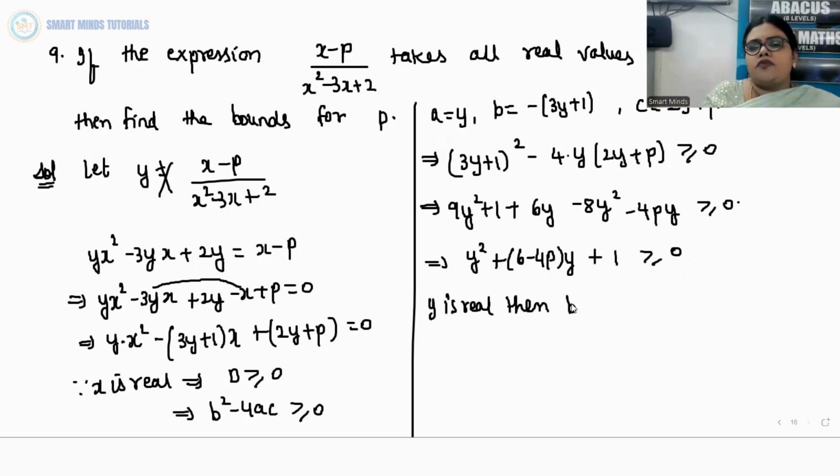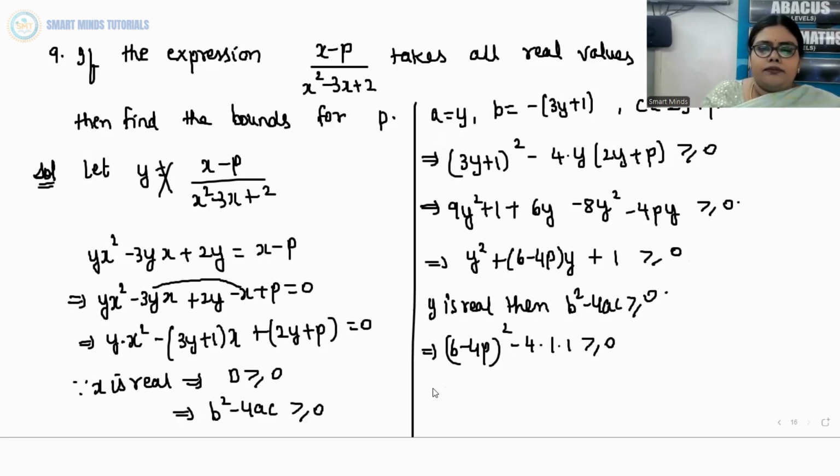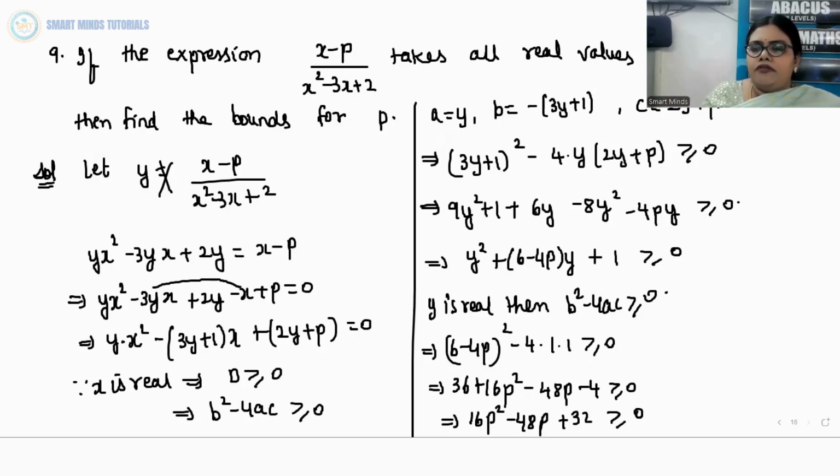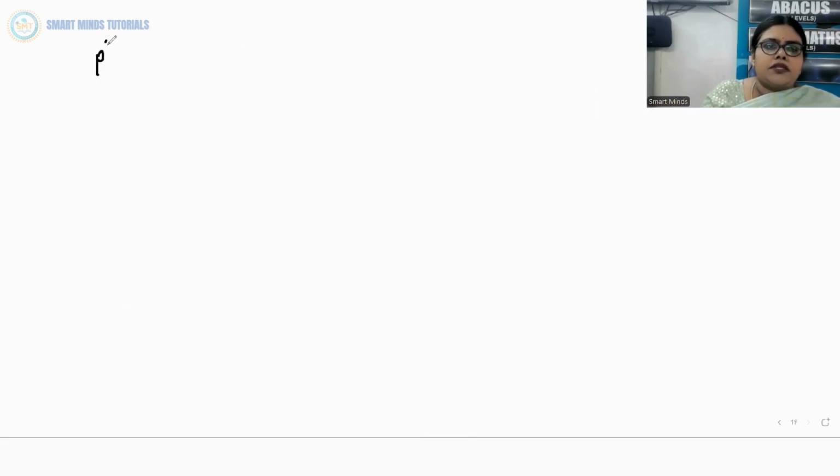Then again b square minus 4ac is greater than or equal to 0. Here what is b? B is 6 minus 4p whole square minus 4 into a is 1 and c is also 1. So if you open the brackets, you get 36 plus 16p square minus 48p minus 4 greater than or equal to 0. So you get 16p square minus 48p plus 32 greater than or equal to 0. Here if we take 16 common, we will get p square minus 3p plus 2 greater than or equal to 0.